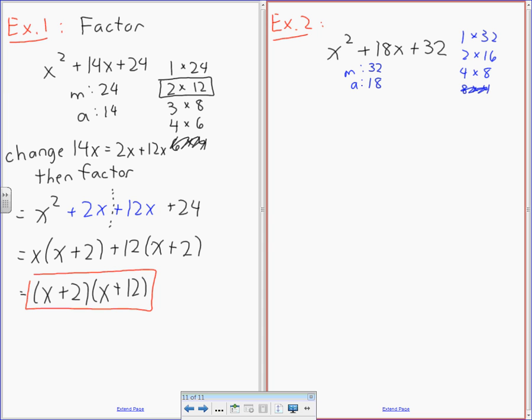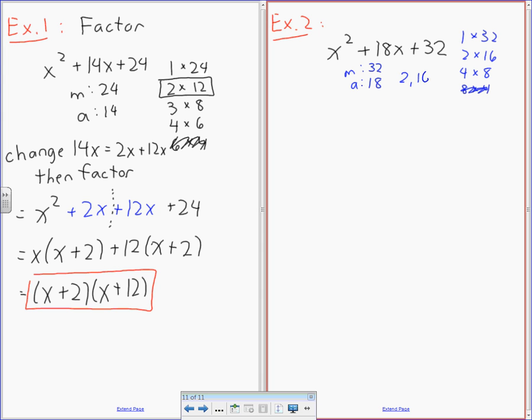By the way, why did I scratch out 8 times 4? You already had 4 times 8, so you can stop there. Lexi, which ones is it going to be? 2 and 16, right? Because 2 plus 16 is 18. So we're going to do 2 and 16.